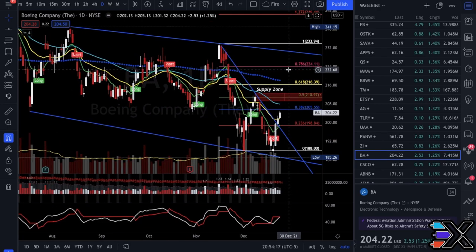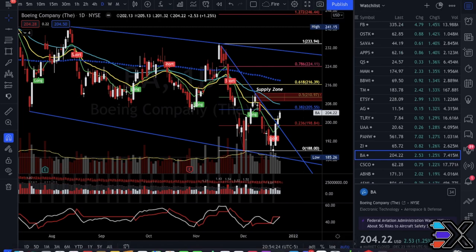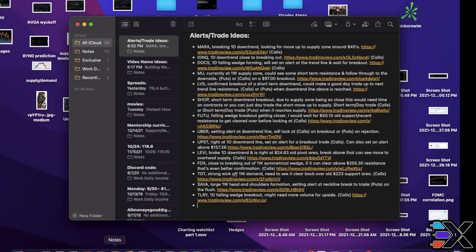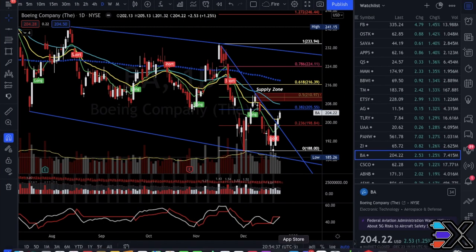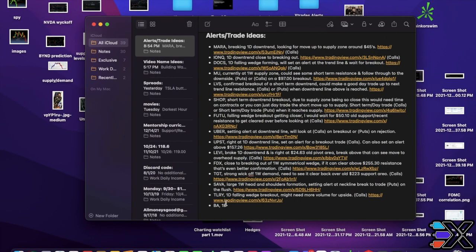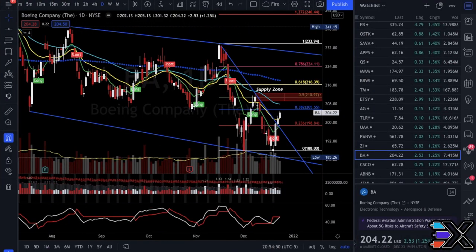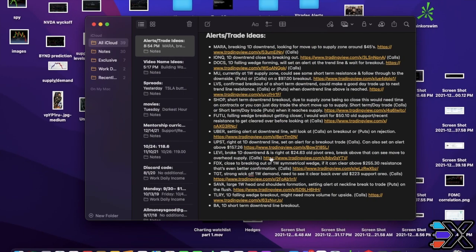And this BA setup is really nice. Looks like we got a one day downtrend breakout. Almost kind of has a wedge formation as well as another trend line resistance overhead, kind of in a channel formation. And that would probably take a move up to supply. And where's that supply? Is that around like 208 or 210 area? So that might be a good short-term trade.